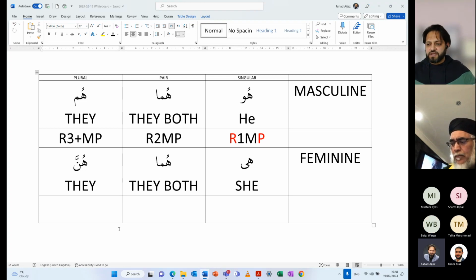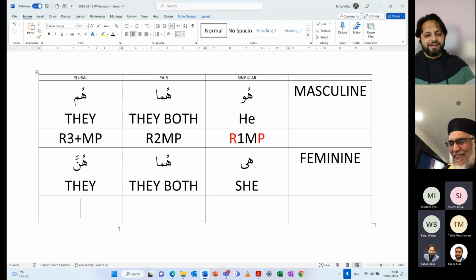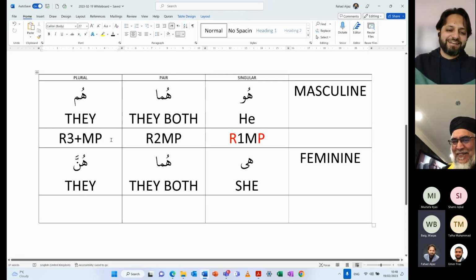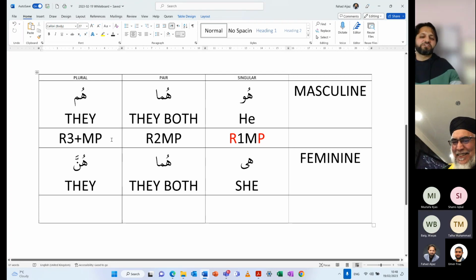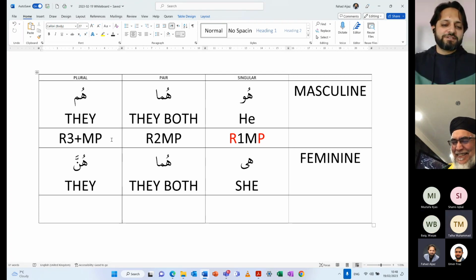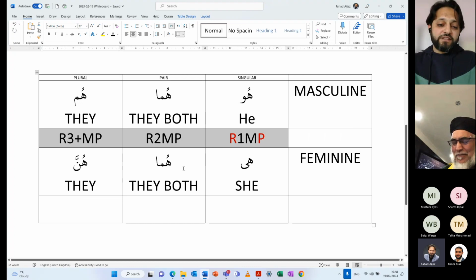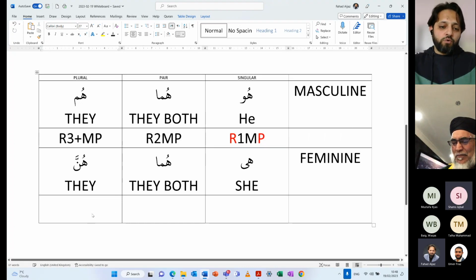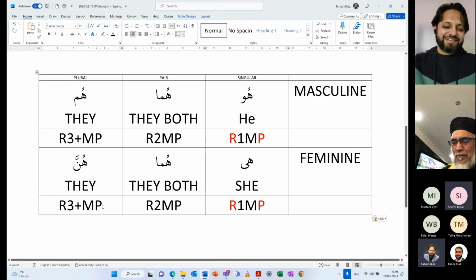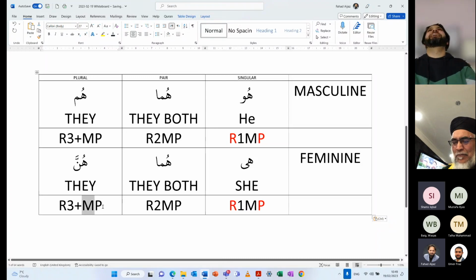Vikas Bhai's next assignment is to make a song out of it and share it with everybody. Astaghfirullah. No, but it could be nasheed instead of a song, of course. Sorry.